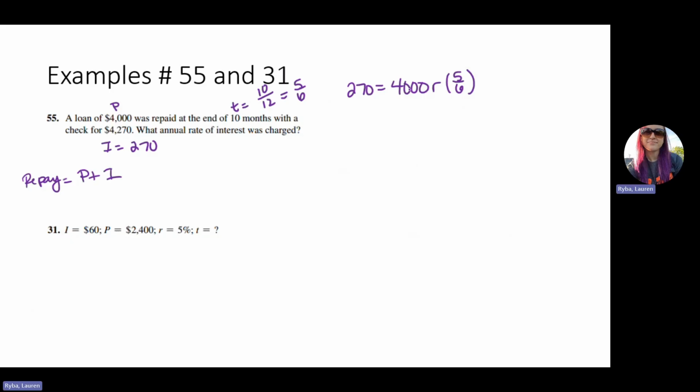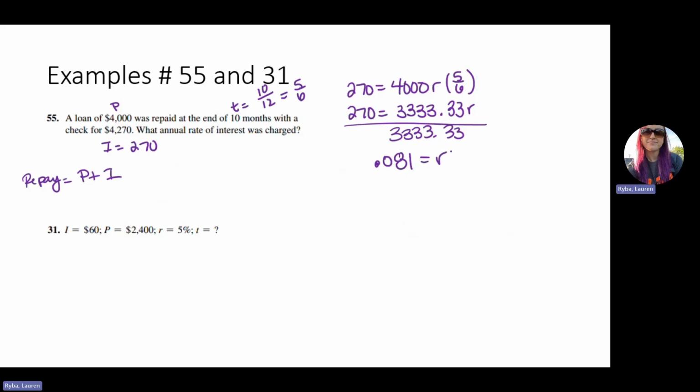When I multiply on the right-hand side, 4,000 times 5/6, I kind of get a messy answer. It ends up being $3,333.33, where the 3 just keeps repeating. I said 4,000 times 5 divided by 6. And then to get R by itself, I'm going to divide by that 3,333.33. So again, just grab your calculator, do your division, and you're going to get 0.081. I rounded.